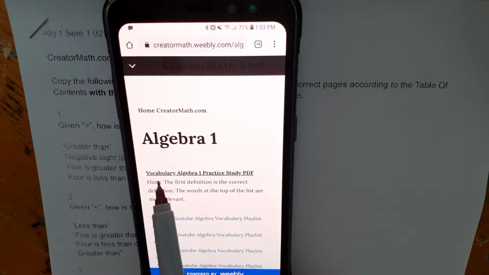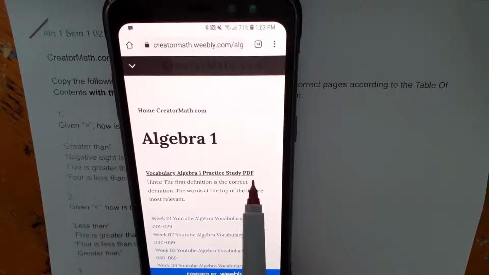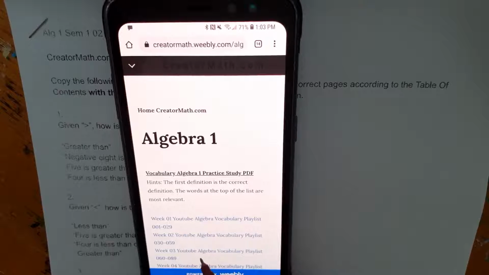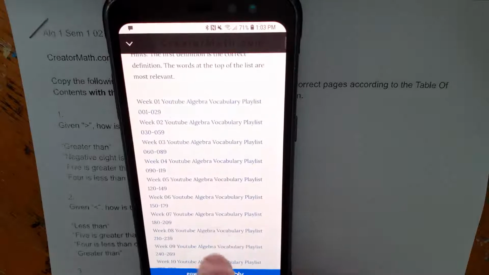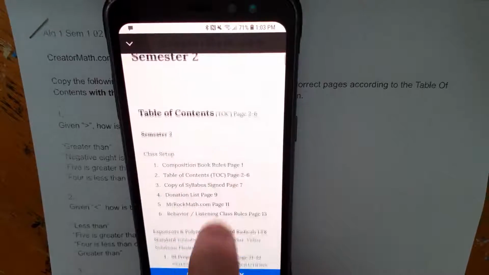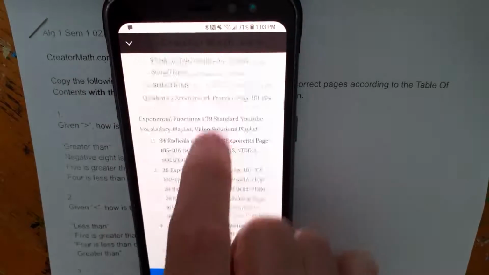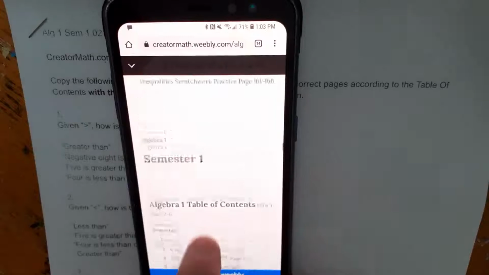So this is a PDF, Vocabulary Algebra 1 Practice Study PDF. This is a PDF with all of the vocabulary used for the entire school year. It is searchable, so download it to your device and then Google how do you search a PDF with whatever device you're using. It's a little bit different for all the different devices. So then you're going to find the semester you need. For this particular video, we're going to find semester 1.